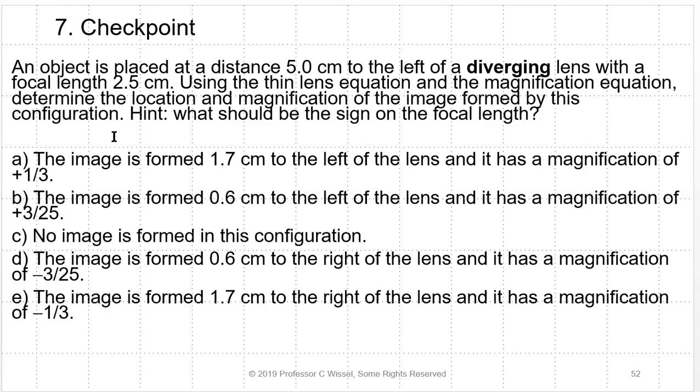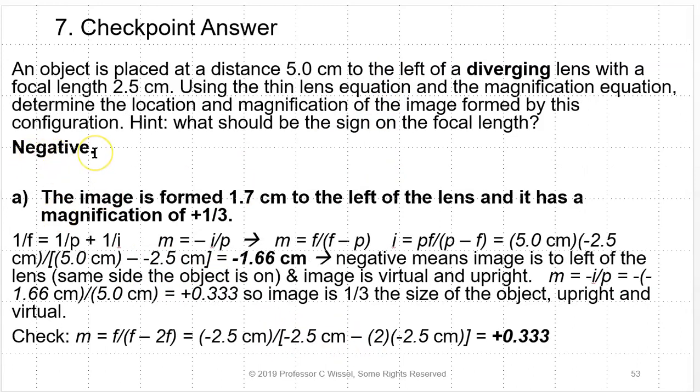And a diverging lens can only form a virtual image. So if the object is to the left, the image is also going to be to the left. So anything it says to the right is going to be incorrect. So it's negative, and the image is formed 1.7 centimeters to the left of the lens and has a magnification of 1/3. So we use the formulas like we did before, solve them, and we find that I equals PF divided by the quantity P minus F.